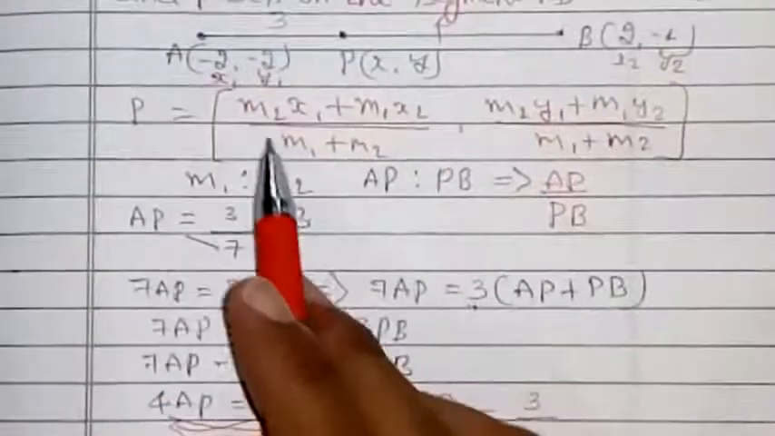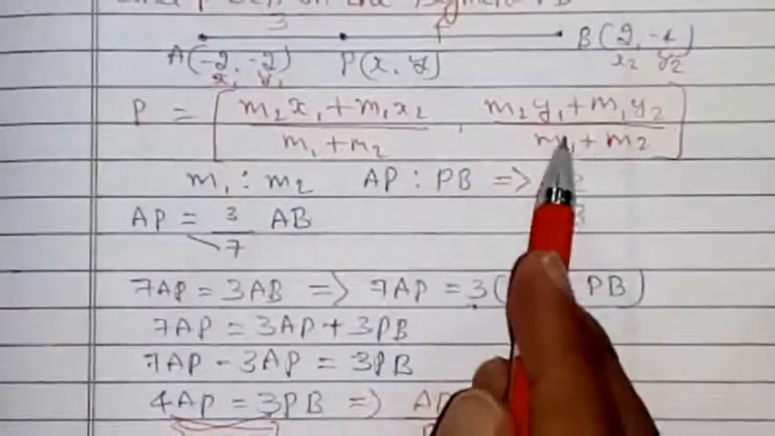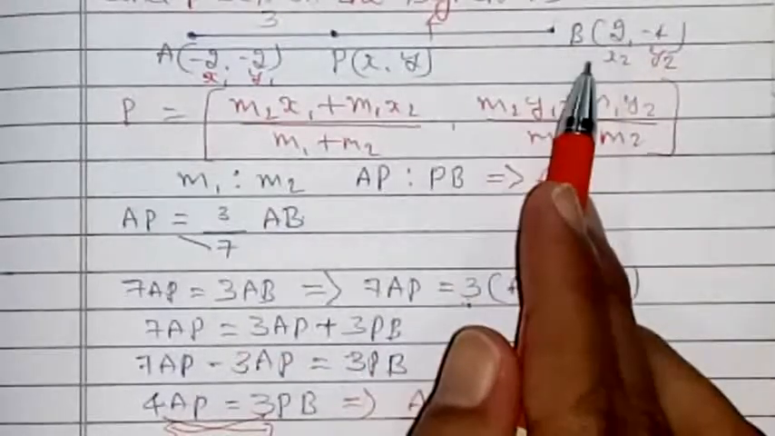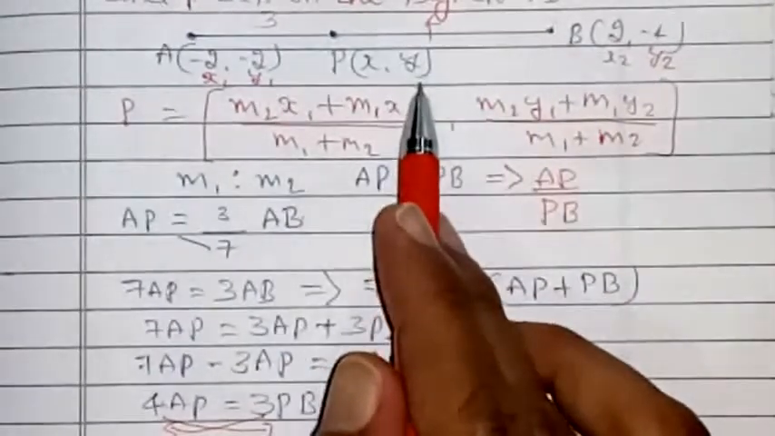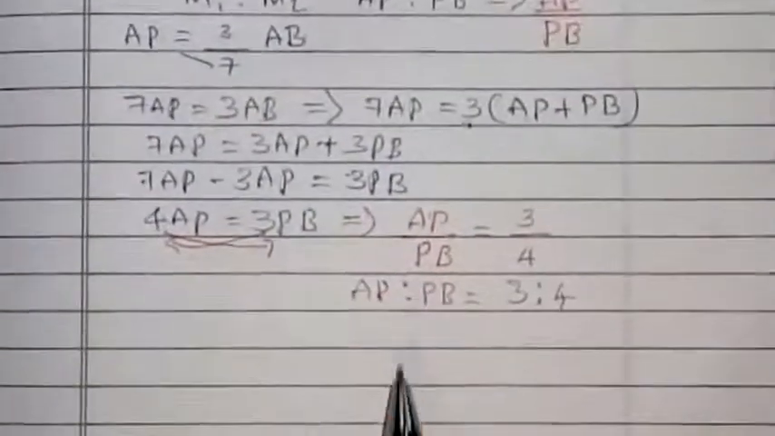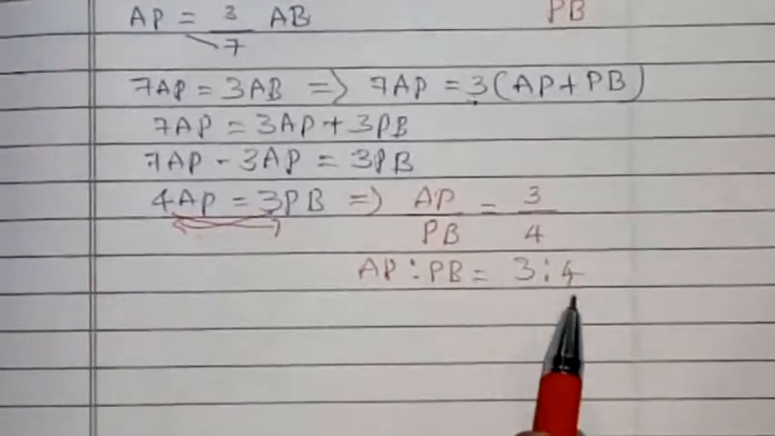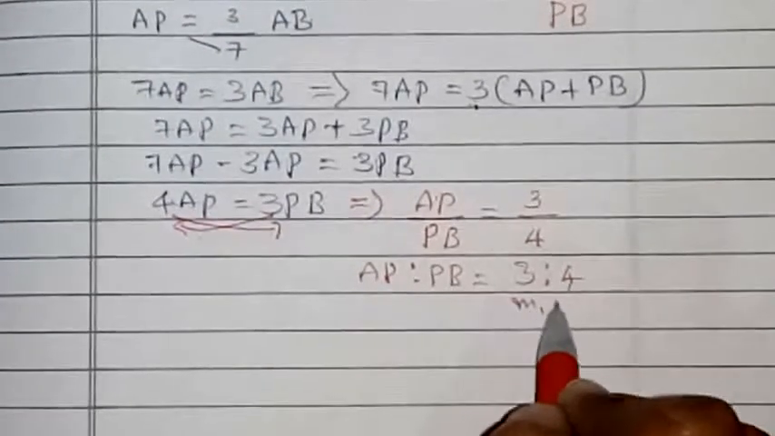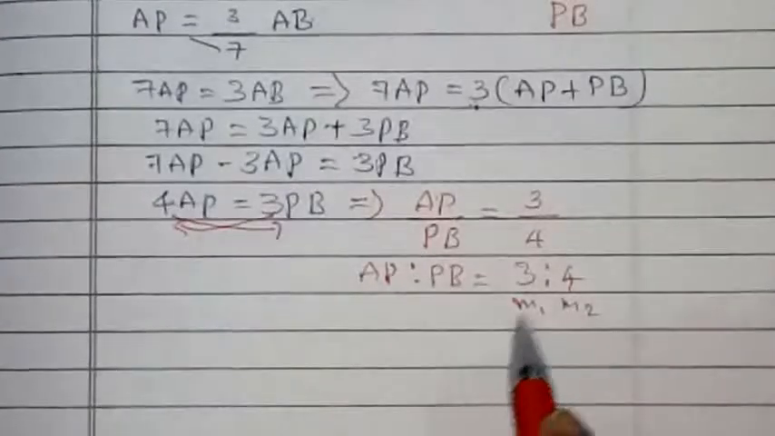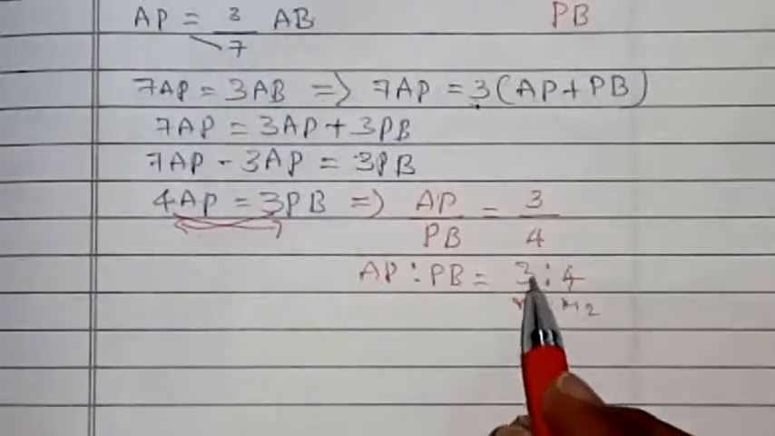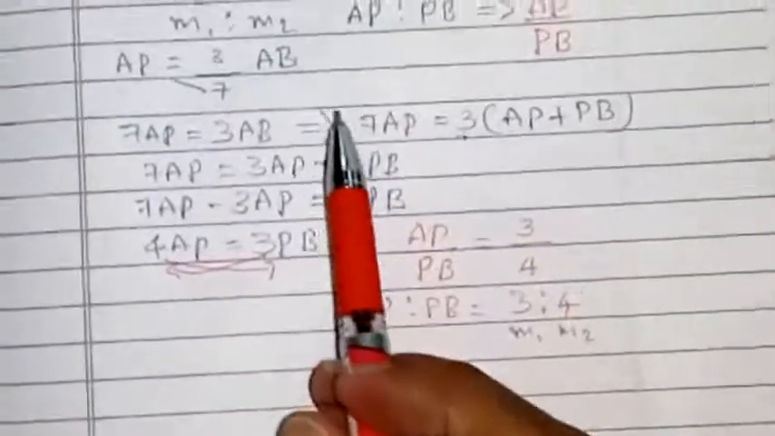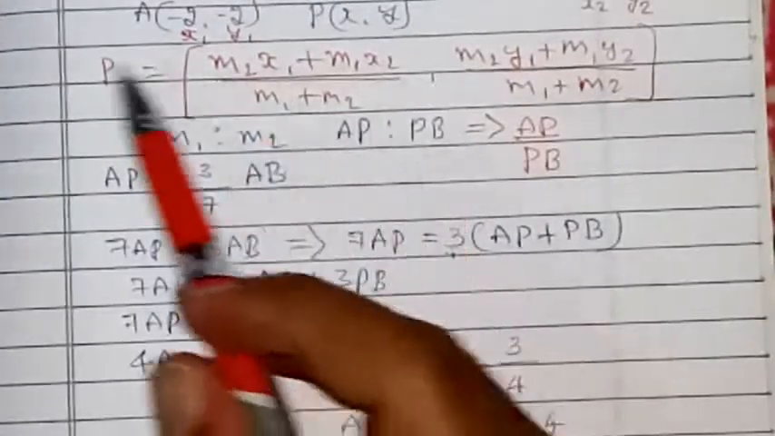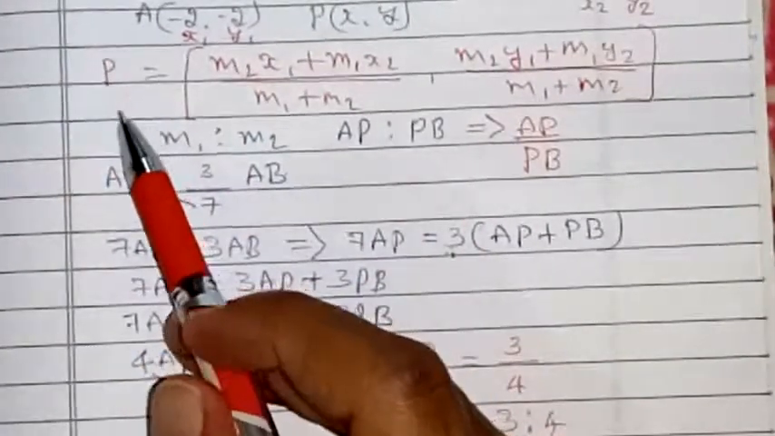In the formula we need x1, x2 and y1, y2. We have the A and B coordinates, so we got x1 and y1 and x2 and y2, and we need the ratio also that we have found here. The ratio is 3 is to 4, so I'll write the first one as m1 and this one as m2, right? Now we got all the values. Just apply the values to the section formula, then we'll get the coordinates of P.